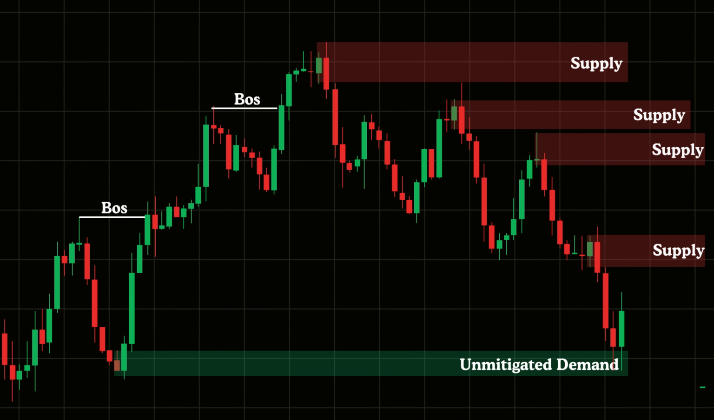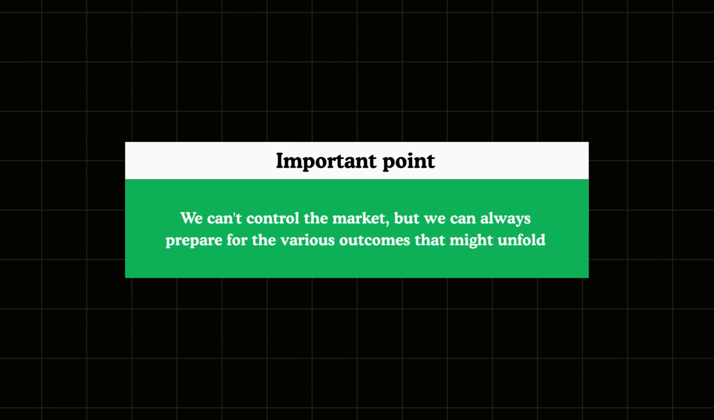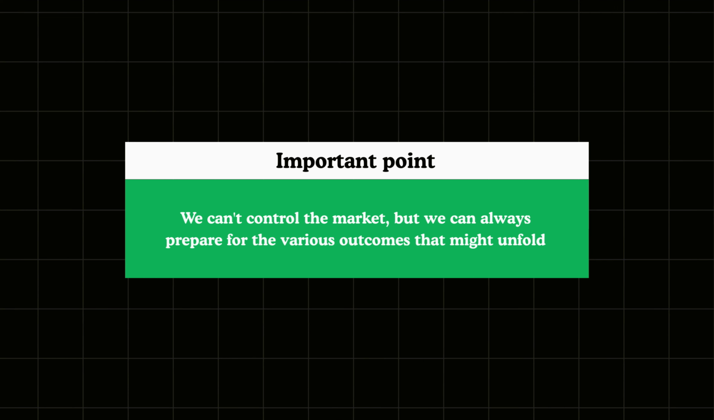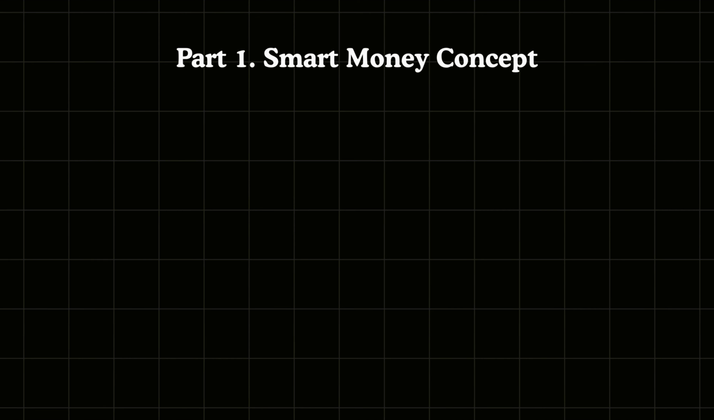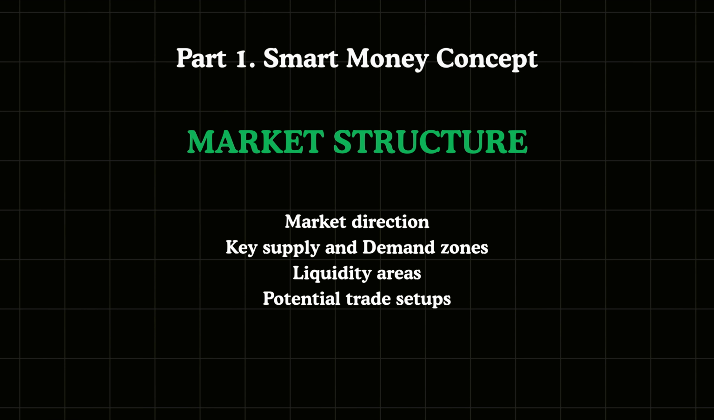Here's something critical to remember. We can't control the market, but we can always prepare for the various outcomes that might unfold. Let's continue with our next topic, smart money market structure.